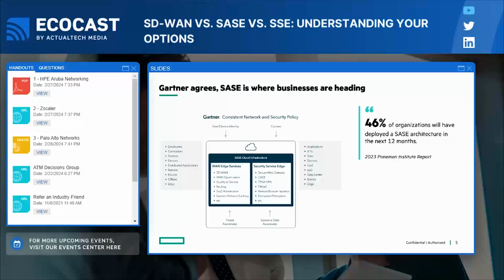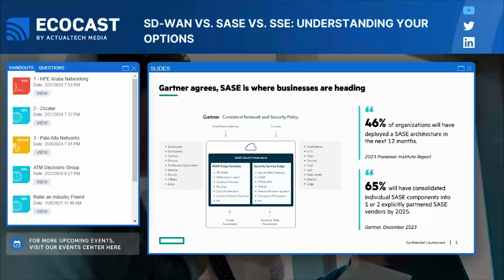Statistics show that not only are IT teams turning to SASE to resolve these issues, but they are also seeking vendor consolidation. In fact, in a recent report from Ponemon Institute and from Gartner, 46% of organizations say they will adopt SASE in the next 12 months, and 65% will have adopted individual SASE components into one or two explicit partner vendors. I'd like to note at this point that SASE really is a journey. You are not expected to implement SASE overnight, but take steps to get there. And we'll cover a little bit more of this later.